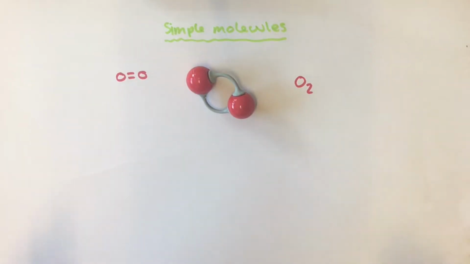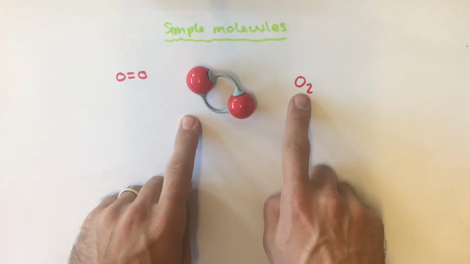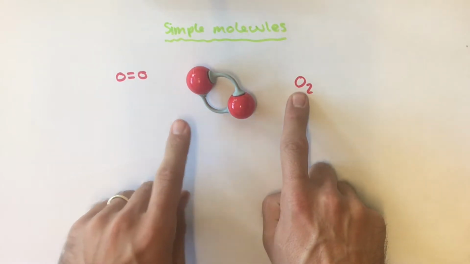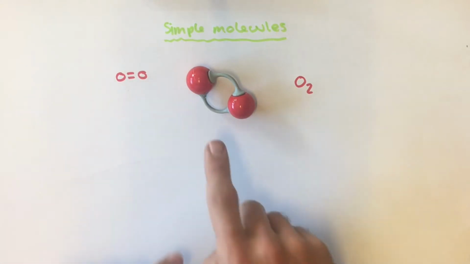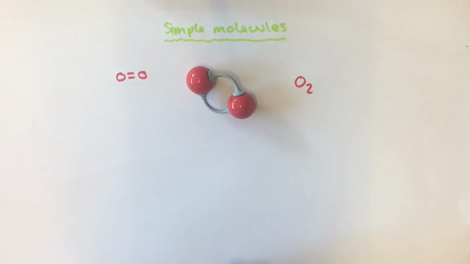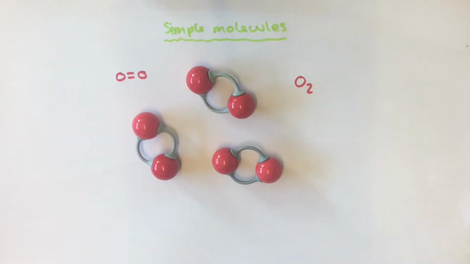Let's focus in now on a specific example of a simple covalent molecule. So the one I'm going to look at here is oxygen. So we've got our simple formula, O2. So it's made up of 2 oxygen atoms, and they're held together here by a double covalent bond. And you can see that in the molecule that I've put together. So, oxygen molecule. Now, if we have a sample of oxygen, we don't just have one oxygen molecule around us. We've got millions and millions of oxygen molecules if we have a sample of oxygen gas.